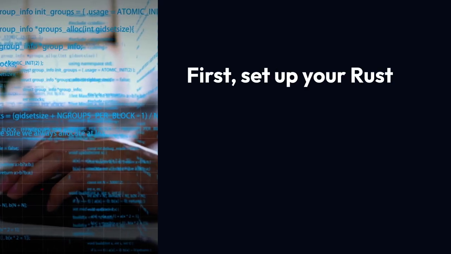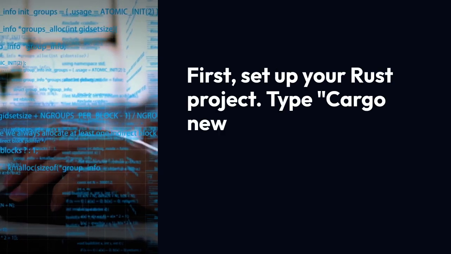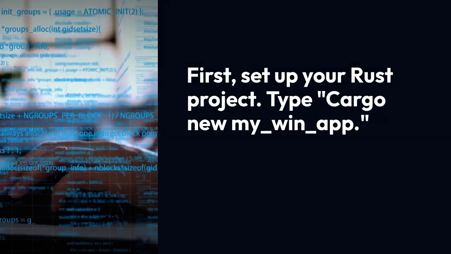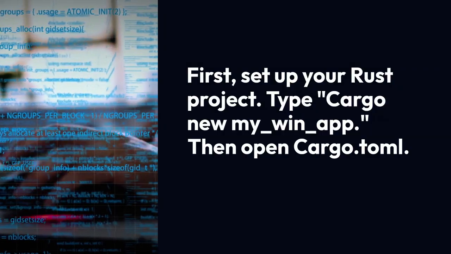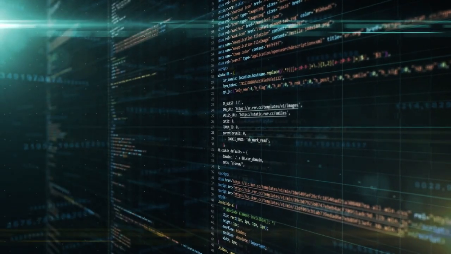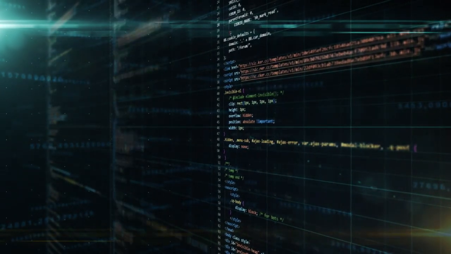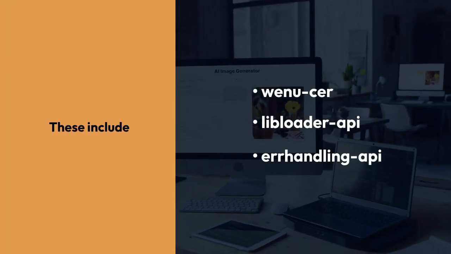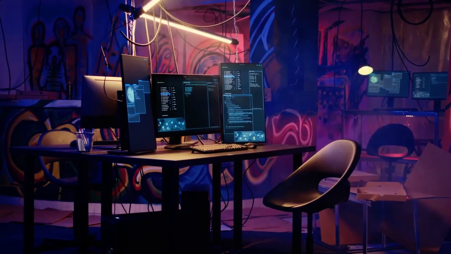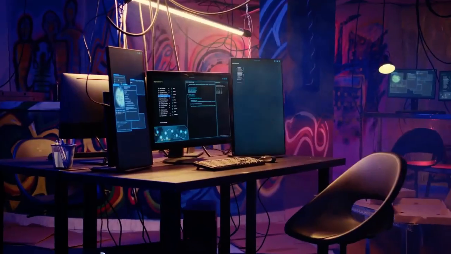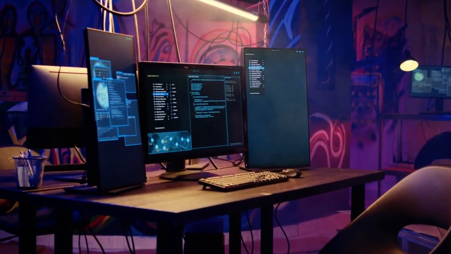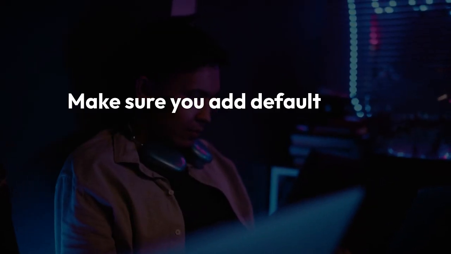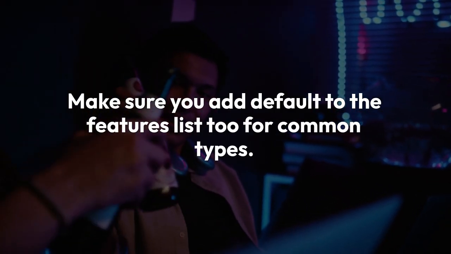First, set up your Rust project. Type cargo new my_win_app. Then, open cargo.toml. Add winapi as a dependency. You need to enable specific features. These include winuser, libloaderapi, wingdi, and errhandlingapi. These features give us access to the functions we need for Windows, messages, and drawing. Make sure you add default to the features list too for common types.